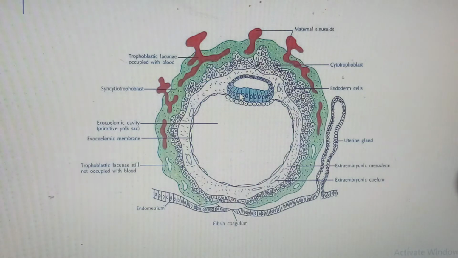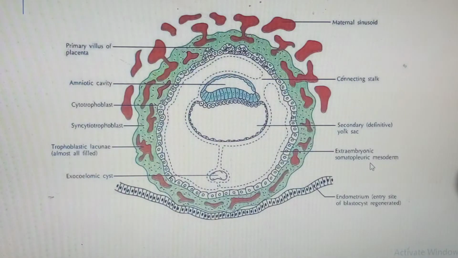Then how about the mesoderm? What we see is that we have a mesoderm, but that mesoderm is formed outside the embryo. That's where the embryo is. That mesoderm, formed outside the embryo, we also see in the second week of intrauterine life. That mesoderm is called extra-embryonic mesoderm. Now, this extra-embryonic mesoderm is differentiated into 2 areas.